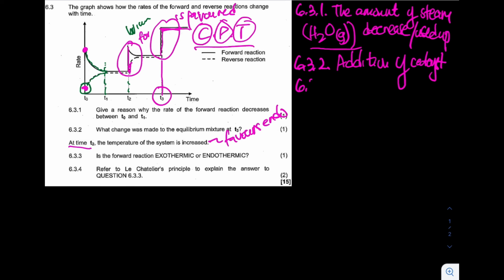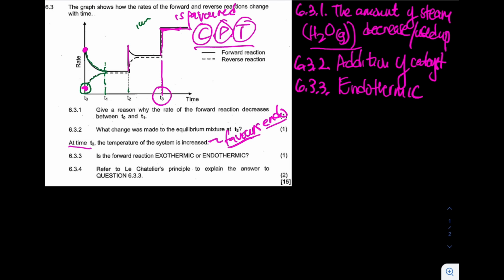Okay, 6.3.3, hope you got that. Is the forward reaction exothermic or endothermic? Let's look at the graph again at T2. Now let's look at the favor there. If you're looking at the rate of forward and reverse, the one that is favored is the one that increased more. So the forward has been favored there. And we said before, an increase in temperature favors the endothermic reaction, so that means the forward reaction is endothermic. Looking at the graph, it is the forward that is favored, and there has been an increase in temperature, so the forward is endothermic.